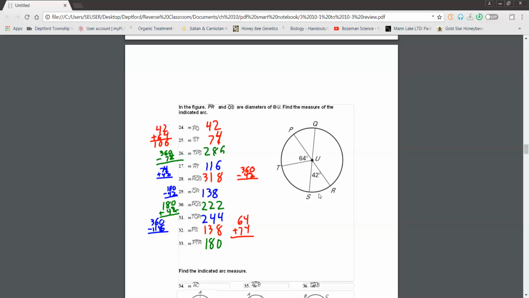So it's everything except this. So I did 360 minus the 42. So all of these, I'm just adding or subtracting.